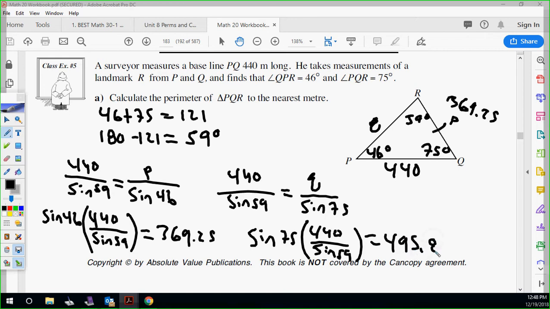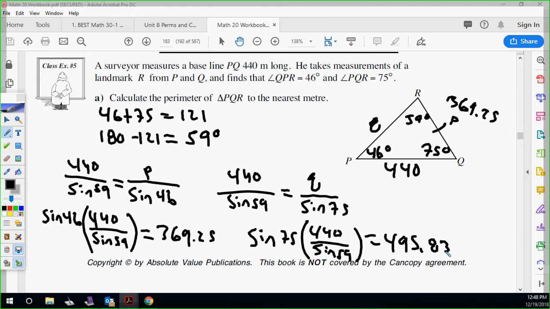While you're writing that, I want to pause and make sure you're making sense of a couple things here. You should feel good about your answers for two reasons. They're all in the same ballpark, around 400-ish. Also, 75 was my biggest angle, and it made the biggest side. 75 degrees made 495, the biggest of all three. The smallest angle of all three is the 46, which made the smallest side. So in terms of number sense, that falls in line.